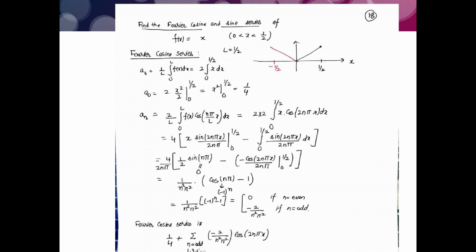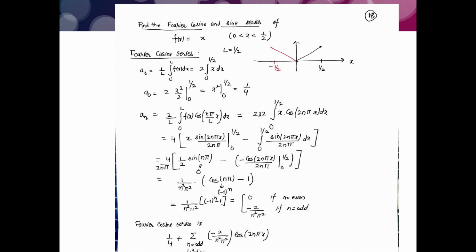Here the given interval we treat as the half length of the period, so L is half. For this one, a naught is given by 1 by L, 0 to L f of x dx. Substitute the values. Integrated, a naught is 1 by 4. Now a n is 2 by L, 0 to L f of x cos of n pi over L x dx. Put the value of the function and integrate it from 0 to half. After integration, we have the value of a n.